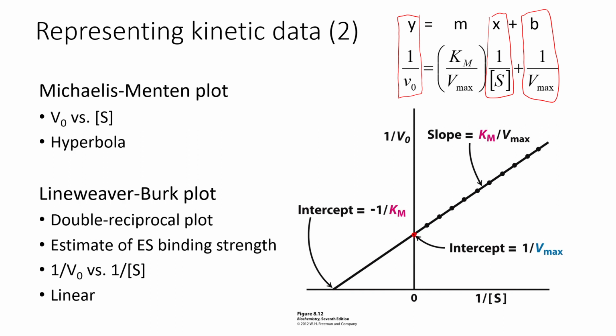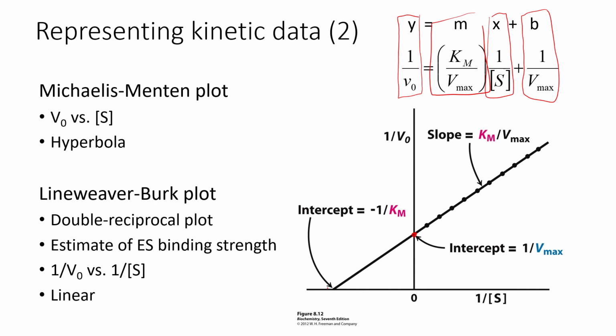So if we can find the y-intercept of a Lineweaver-Burk plot, we can calculate the Vmax very easily, which is pretty different from a Michaelis-Menten plot. And then the slope, the m, right, is given by Km divided by Vmax. And so if we're able to measure the y-intercept and the slope of a line that's part of a Lineweaver-Burk plot, we can really easily calculate the Vmax and the Km.